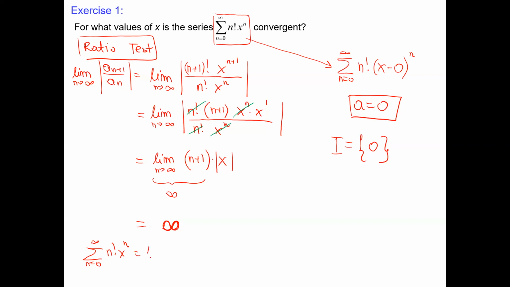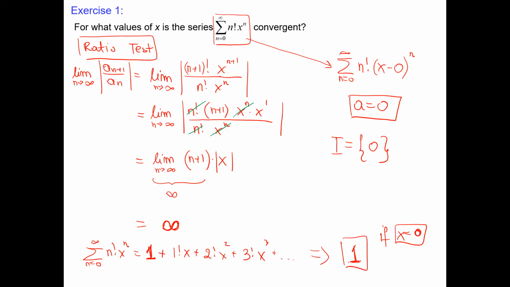0 factorial is 1, x to the power of 0 is 1, and then we will have 1 factorial x to the power of 1, 2 factorial x to the power of 2, 3 factorial x to the power of 3, and so on. But this is convergent, and it will be convergent to 1. This will be equal to 1 if x is 0, the center. That means if x is 0, we have a summation 1. Okay? Perfect. Example number 1.